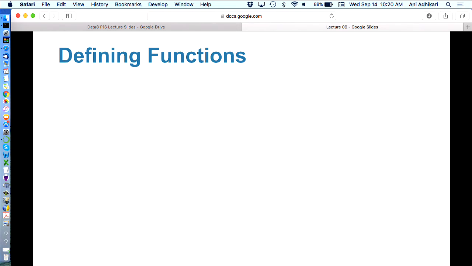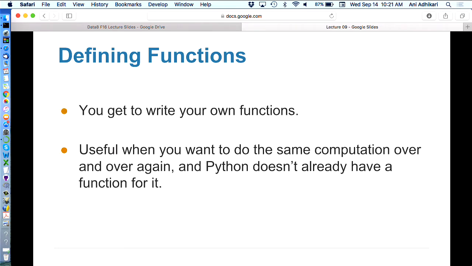And those are functions that exist in Python. Frequently in an analysis, you want to do something over and over again for which Python doesn't have a function. You get to write your own, right? And that's very handy for making your work easier when you are doing an analysis. So you get to write your own functions, and it's useful when you want to do the same repeated computation that doesn't already exist in Python.